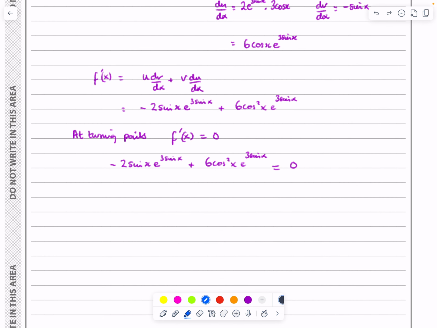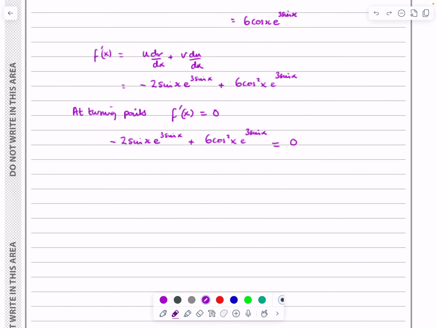So yeah, when we get down to this equation here, we can take e to the 3 sine x out as a factor. So e to the 3 sine x can come out as a factor here. And what am I going to be left with? I'm going to have minus 2 sine x plus 6 cos squared x equals 0. Then from exactly the same argument as before, e to the 3 sine x equals 0 is going to give me no solutions. So e to the 3 sine x equals 0, no solutions. Or 6 cos squared x minus 2 sine x equals 0.